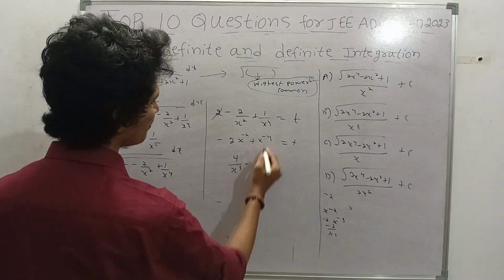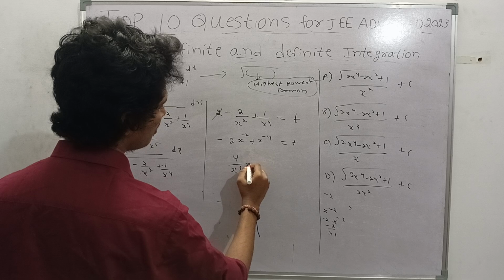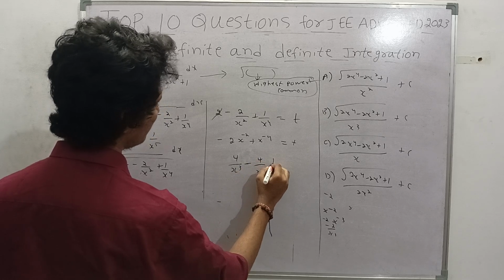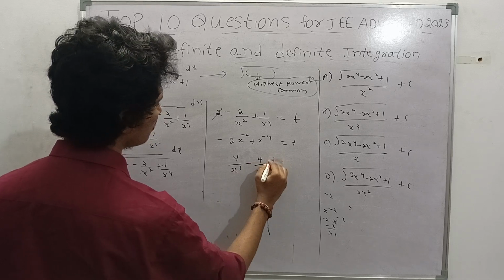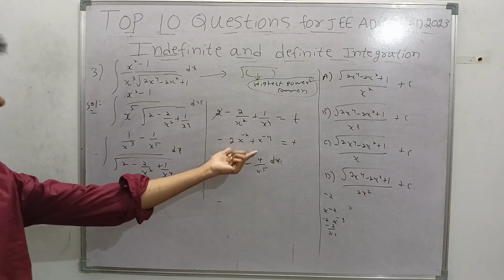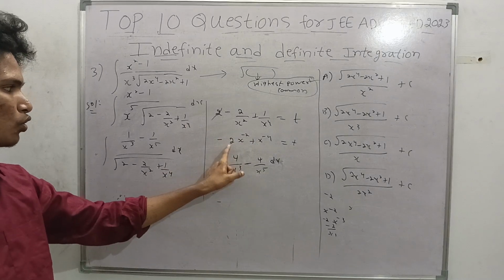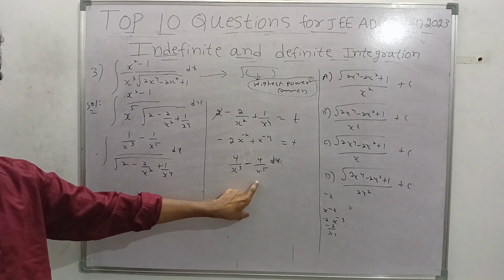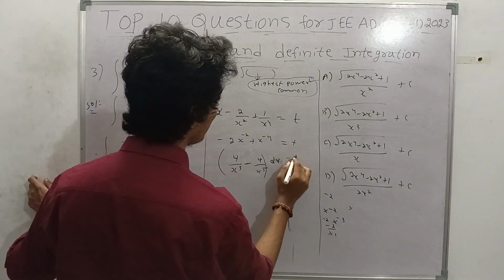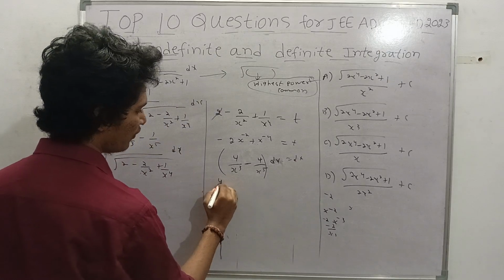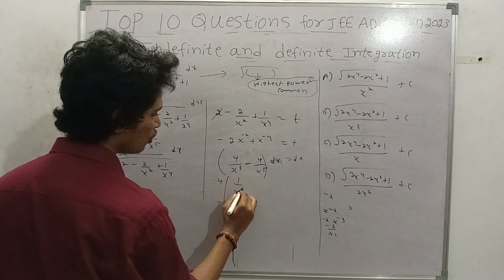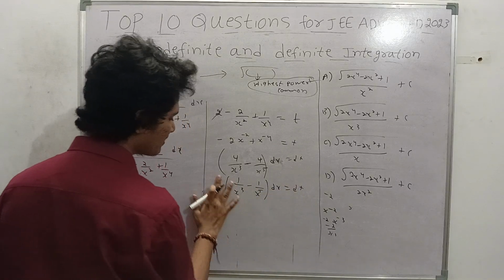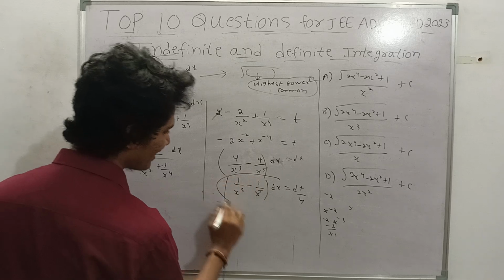And here it will be minus 4 by x power 5 dx. Don't think too much, I have done just the differentiation. Differentiation of 2 minus 2 into x power minus 2 is 4 by x cube. Differentiation of x power minus 4 is minus 4 by x power 5, into dx equal to dt. If you observe carefully, take 4 common: 4 into 1 by x cube minus 1 by x power 5, into dx equal to dt. And if I shift this 4 down, this complete thing is known to you.